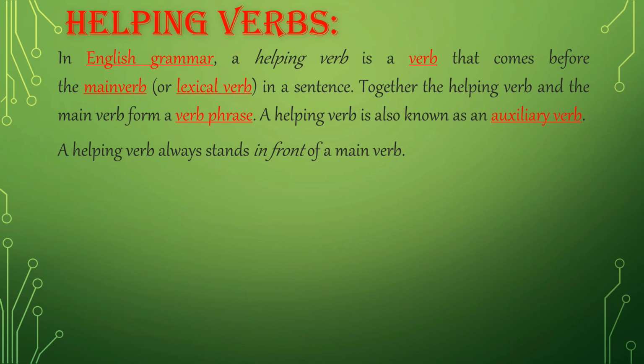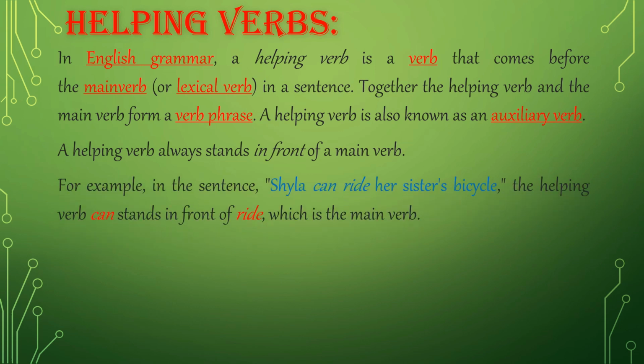A helping verb is also known as an auxiliary verb. A helping verb always stands in front of the main verb. For example, in the sentence, Shaila can ride her sister's bicycle, the helping verb can stands in front of ride. Ride is the main verb, and the helping verb stood before it. That's why it's an auxiliary verb.